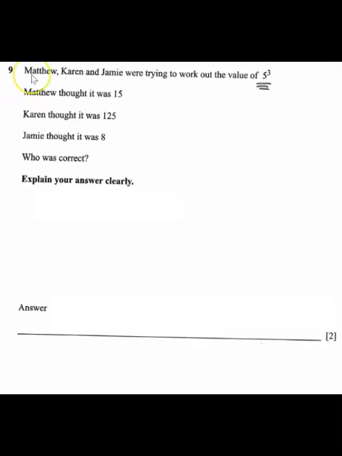So question 9, it says Matthew, Karen and Jamie were trying to work out the value of 5 cubed. Matthew thought it was 15, Karen thought it was 125, Jamie thought it was 8. Who was correct? So 5 cubed does not mean 5 multiplied by 3. What it means is 5 multiplied by 5 multiplied by 5. That is 5 cubed. And when you put that in a calculator, you should get 125. So Karen was correct because 5 times 5 times 5 is 125.